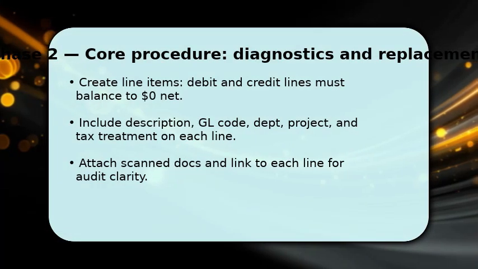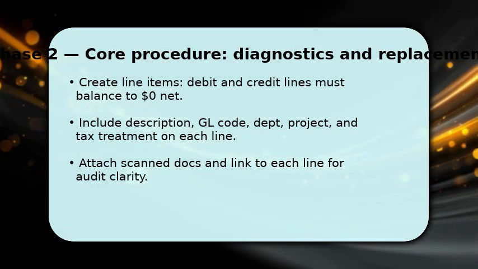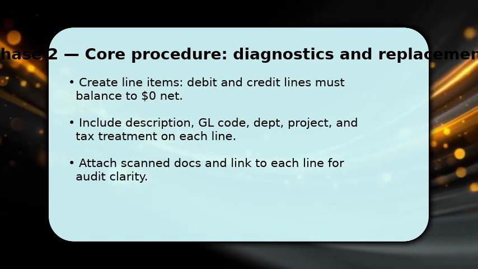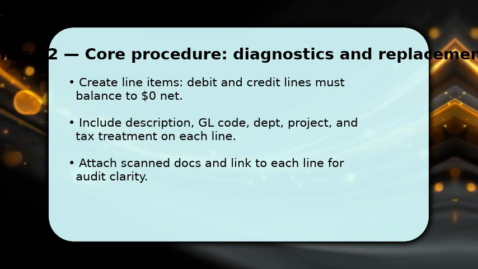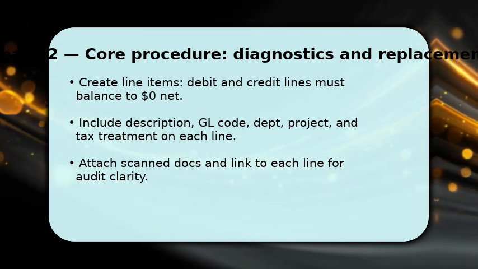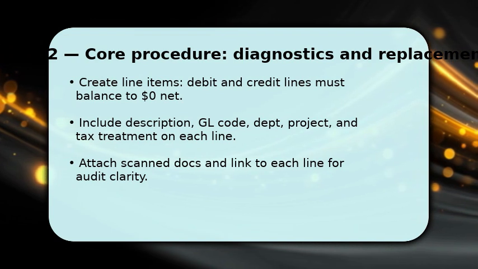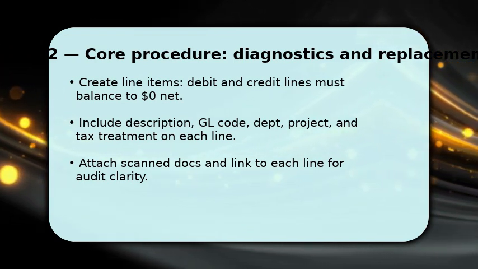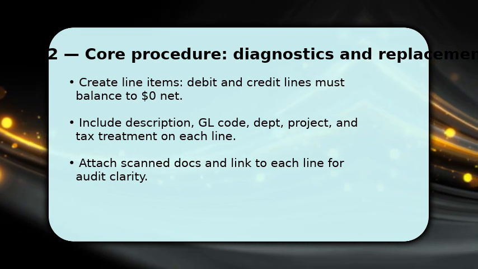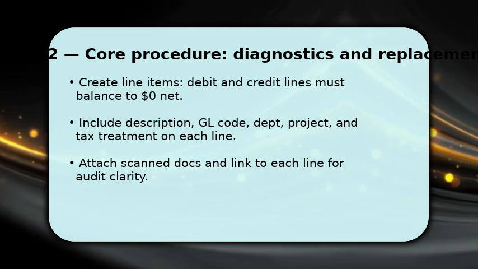You now add the voucher line by line, starting with the primary debit entry, then offset with corresponding credits so the voucher totals to 0. Describe each line clearly, why the amount exists, and assign GL codes, departments, projects, and tax treatment to prevent mispostings. Once you enter amounts, double-check calculations and make sure debits equal credits.